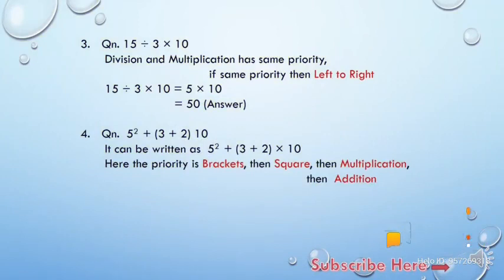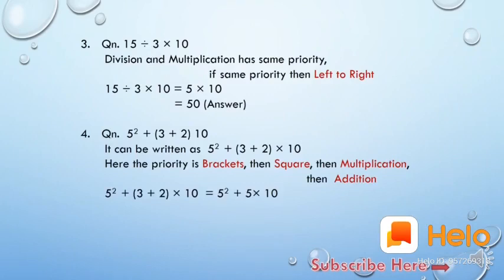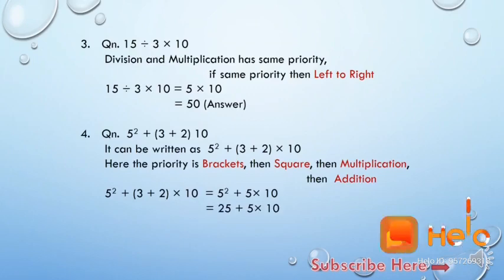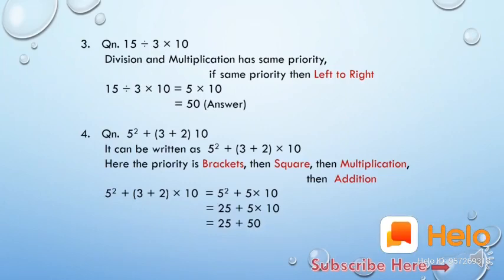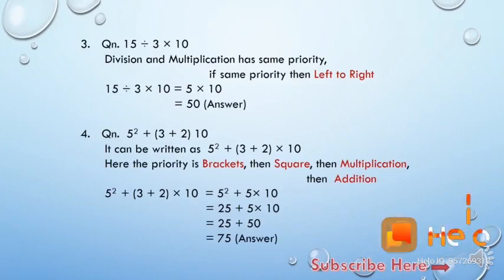According to BODMAS, the bracket should be done first. Then orders. Square comes in orders. So we need to do the square. Then multiplication. Then addition. So we will do the bracket first. 3 plus 2 equals 5. Next is square. 5 square is 5 into 5, 25. Then multiplication, 5 into 10, 50. And finally addition. So 75 is the answer.